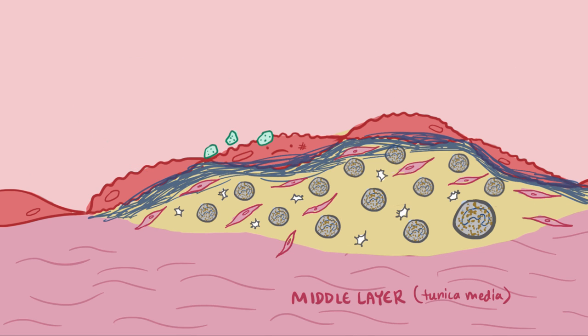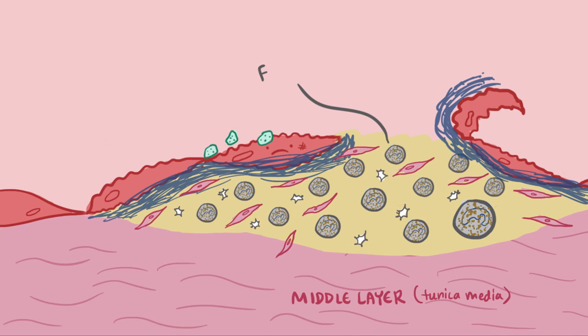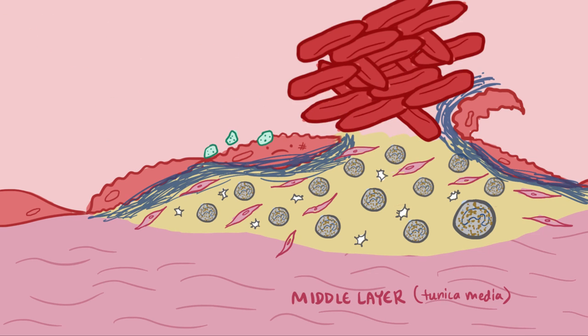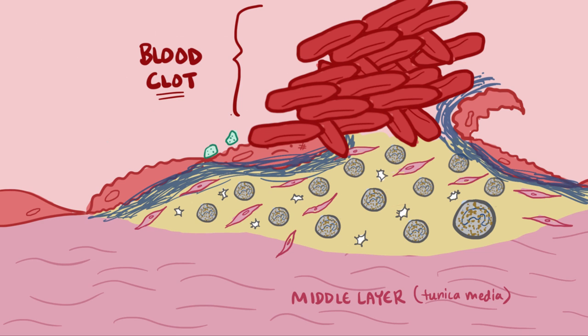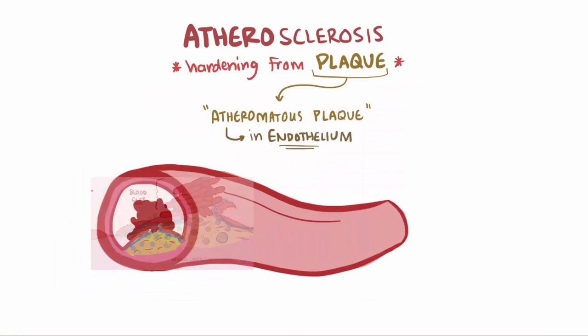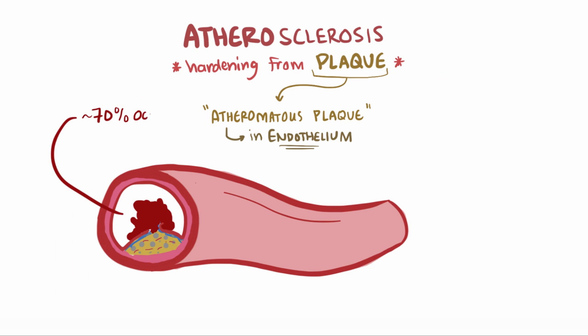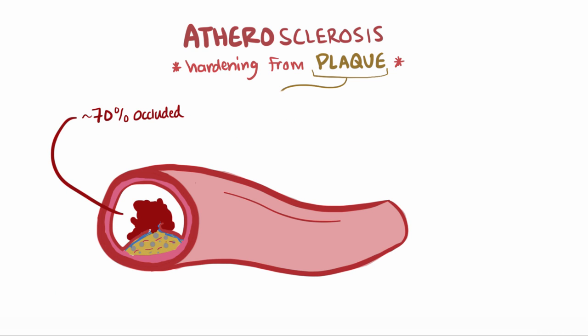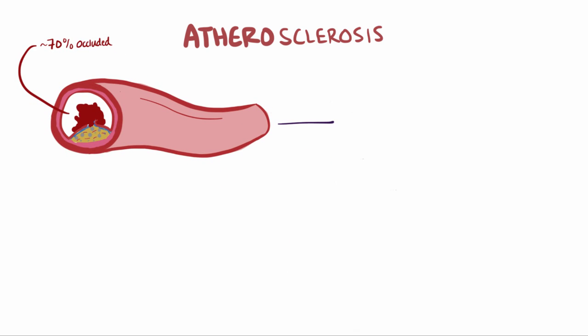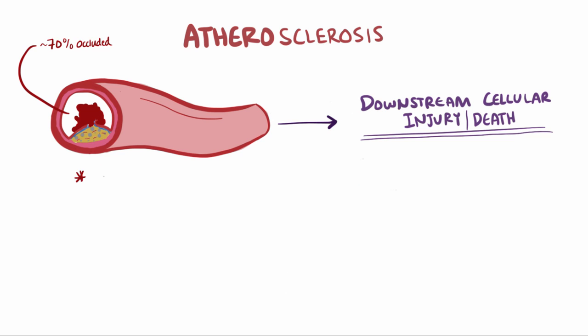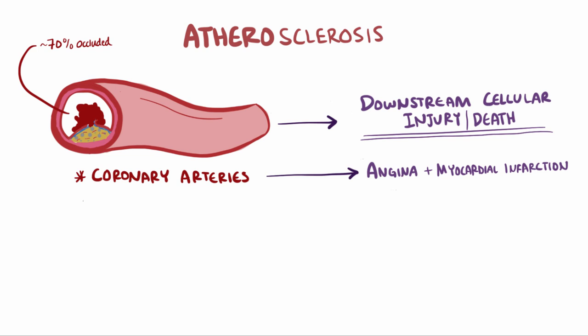From time to time, that fibrous cap can crack and expose the underlying thrombogenic foam cells to blood. And this can happen randomly, and when it does, within moments you can see a blood clot start to form within the already partially occluded artery, quickly leading to even less blood being able to flow by. After about 70% of the blood vessel is occluded from the plaque and the new overlying blood clot, cell injury and death begin in the areas that were relying on that blood flow. If blood flow is reduced in the coronary arteries, angina and myocardial infarctions can occur.